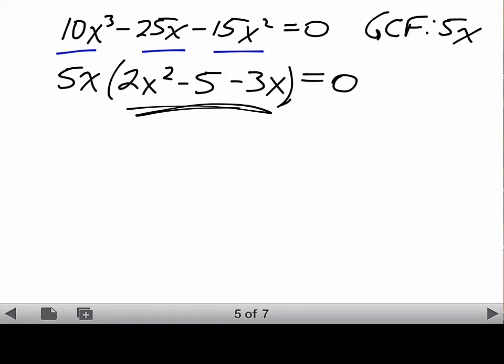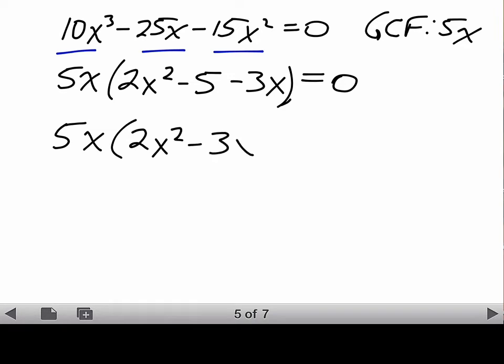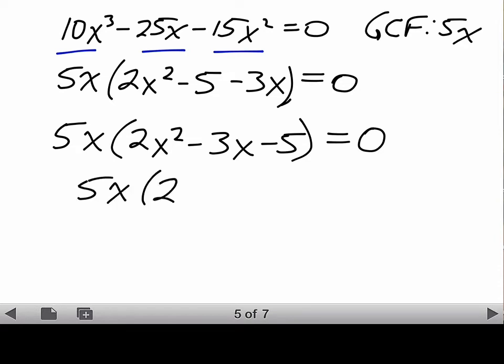Now inside the parentheses I have a trinomial, but I'd much rather have it in descending order. So I'll rewrite that. I have 5x times 2x squared minus 3x minus 5, all in parentheses, is equal to 0. Now we can factor the trinomial. That'll give us 5x times, let's write 2x in those parentheses. Don't forget the equals 0, and let's get to work on the factoring.